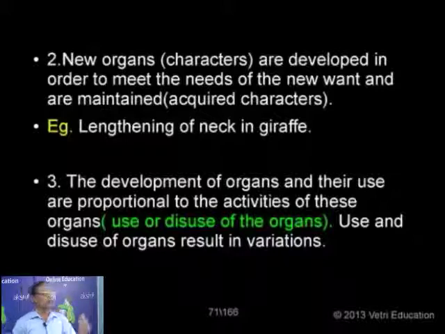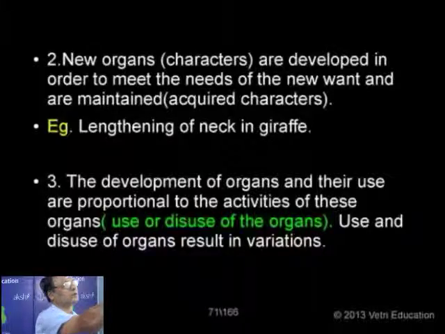When the organ is not in use, its size becomes reduced and it also leads to what is called a reduction in efficiency. That is why the development of organs and their use are proportional to the activities of the organ. So this concept is called the use and disuse concept. Use and disuse of organs lead to variation in characters, and formation of new species as per the Lamarckian concept. Use and disuse of organs result in variations, changes in the character. Ultimately, a new species is developed.